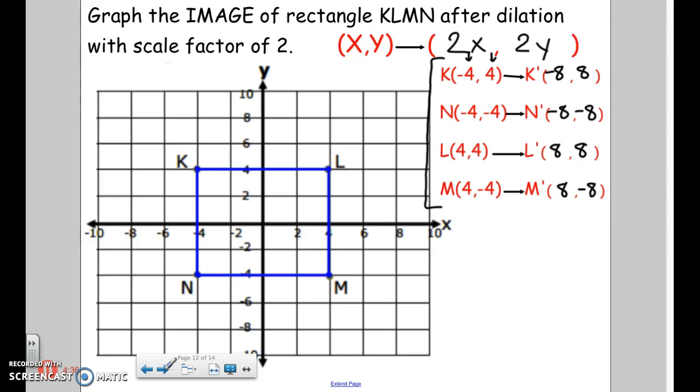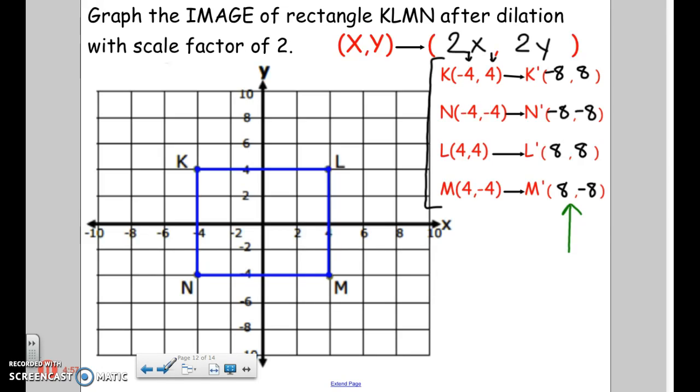So when you go back to actually do the graph, you already have the pre-image, so now I need to do the image. I'm going to take and graph all 4 of these points so you can see what happens to my figure. If it's a scale factor of 2, this should be growing, an enlargement. So let's plot these points.